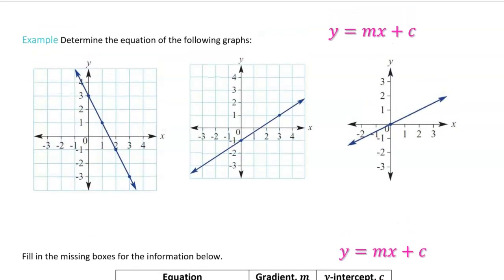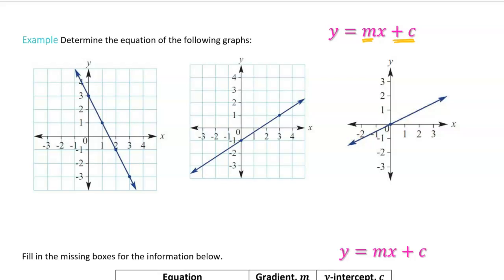So we now want to determine the equation of the following graphs. To be able to do that, we need to know that y equals mx plus c. So in each instance, we're going to find out what m and what c is. C could be a positive or a negative value, same as m, positive or negative, and we'll write that as our rule.